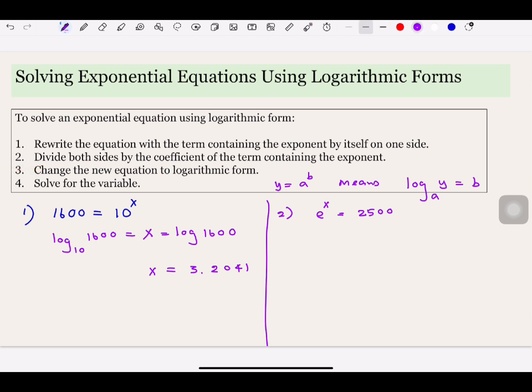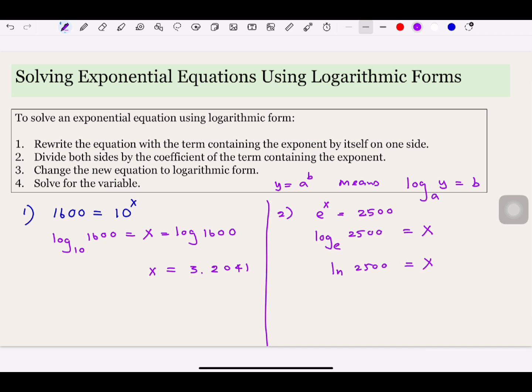Let's try step number 3, which means you have to convert this into logarithmic form. If you apply logarithmic form, the base is going to be e, and the output is 2500 equals the exponent x. This is the natural logarithm, so we can rewrite this as ln 2500 will give you x.